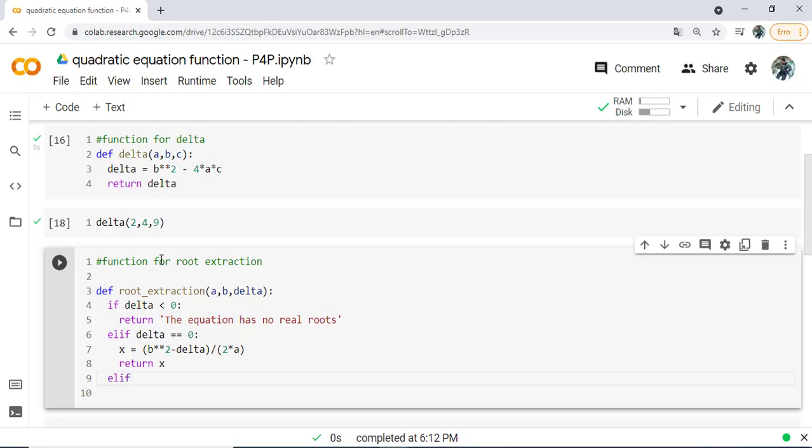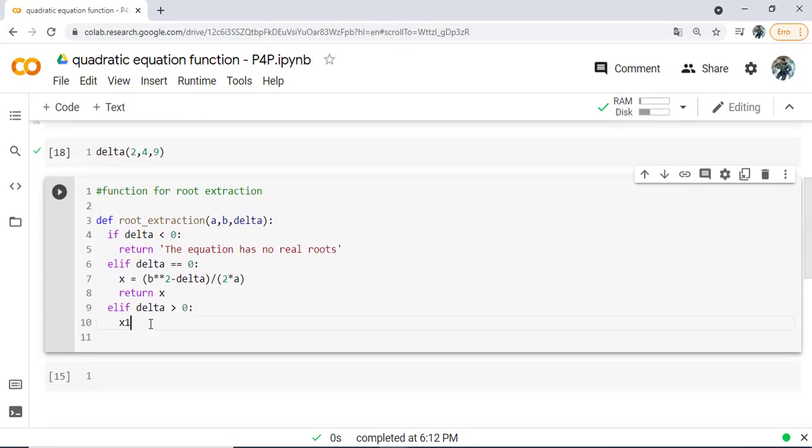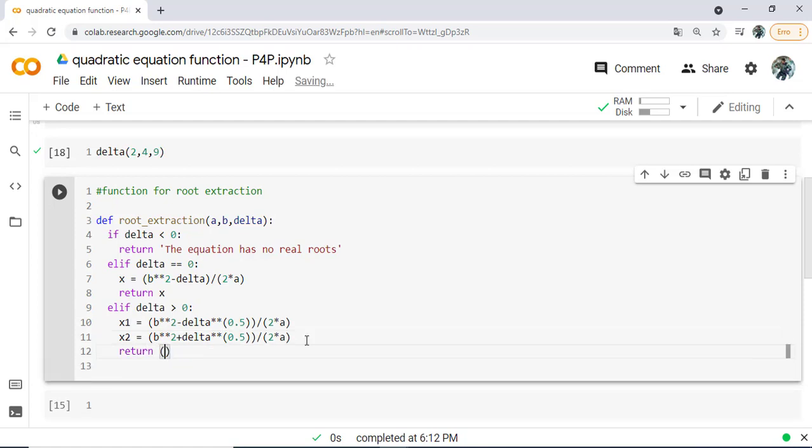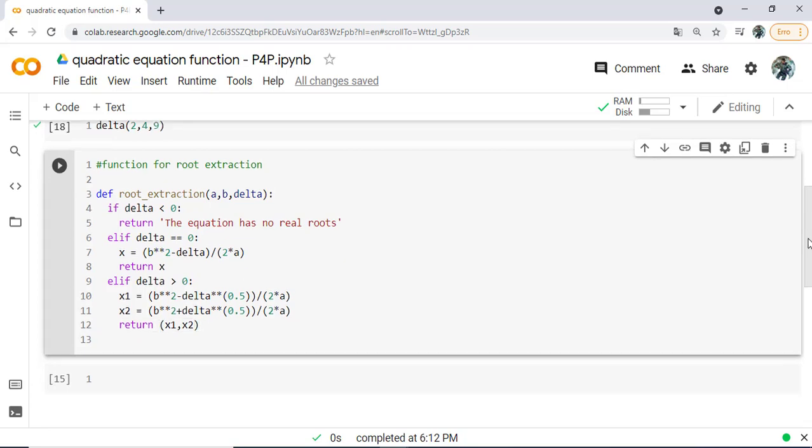And we have a third condition, if delta is positive. If delta is positive, we have two roots, x1 and x2. In x1 we have b squared minus delta divided by 2 multiplied by a, and here we have b squared plus the square root of delta. Let's put the square root of delta here. And let's return a tuple containing the two roots of the equation.